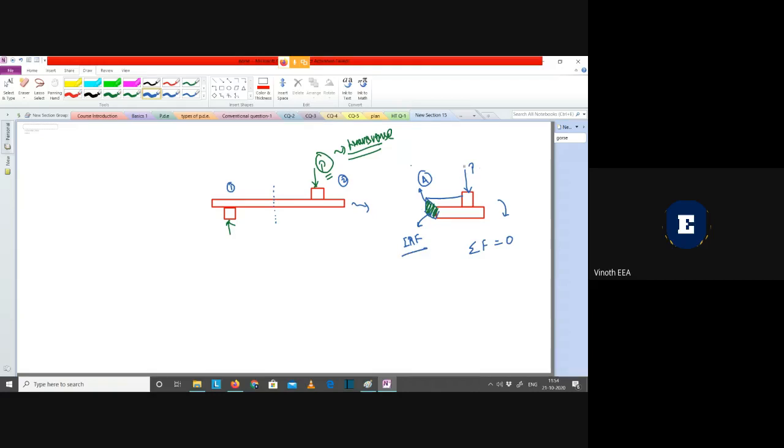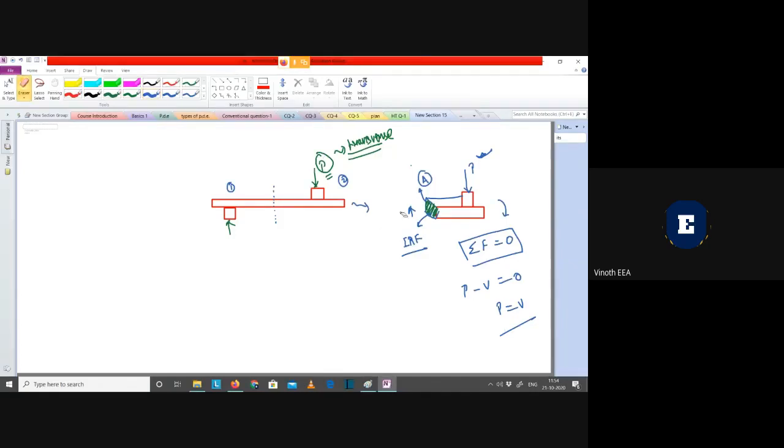A load P is acting downward, and due to this load there is going to be some internal resistive force created on this cross section. This load is acting downward, so obviously the resistive force should act upward, then only the summation of F will be 0. Let us take this as V. P minus V is equal to 0, which implies P is equal to V. That is, the total force acting downward equals the total force acting upward.